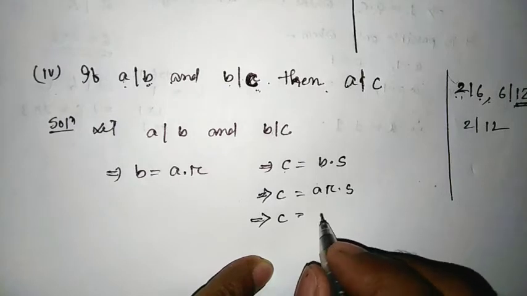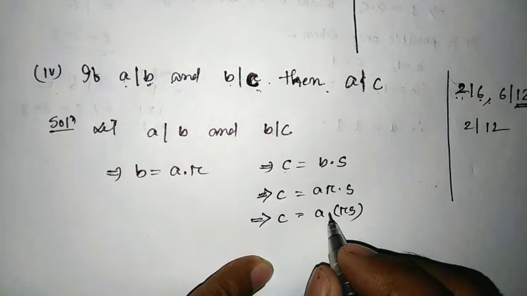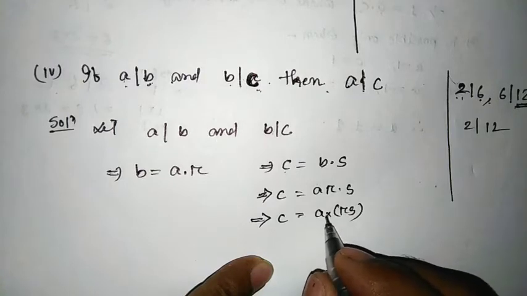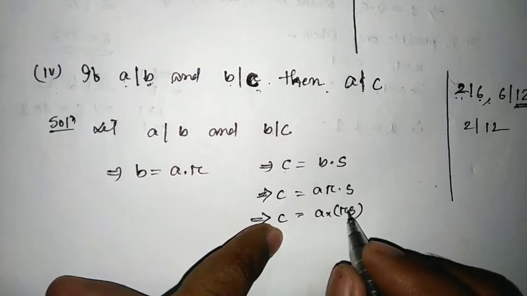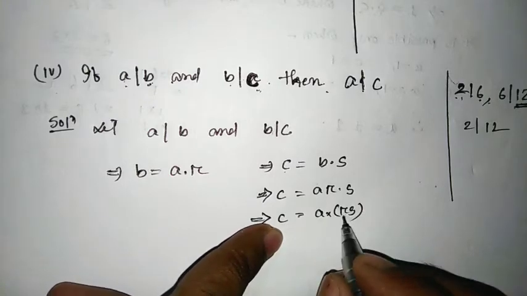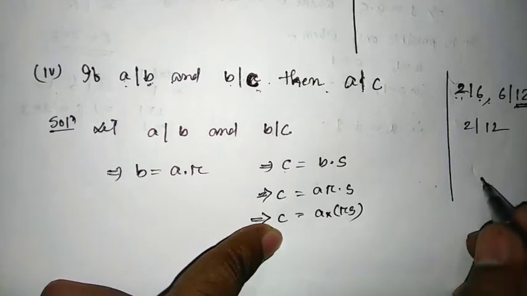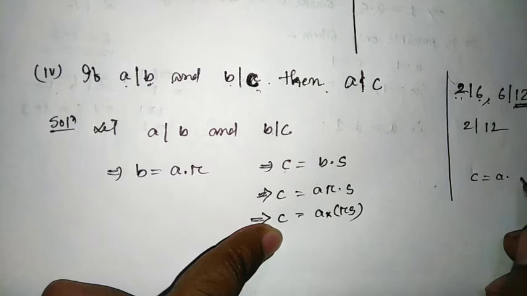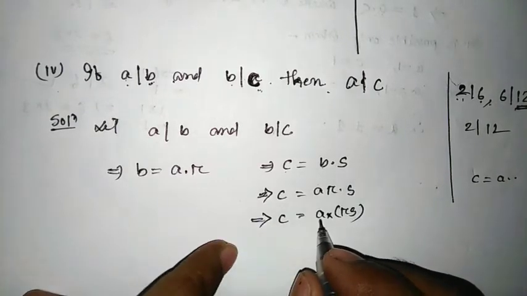Now see here, what is the value of B? B means A into R, and S remains the same. So C is A into R into S, and here we can write A into RS. Now see, A is multiplying here, so C is equal to A into some integer.